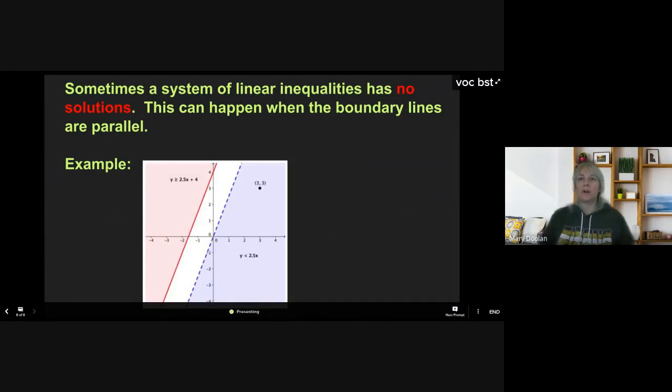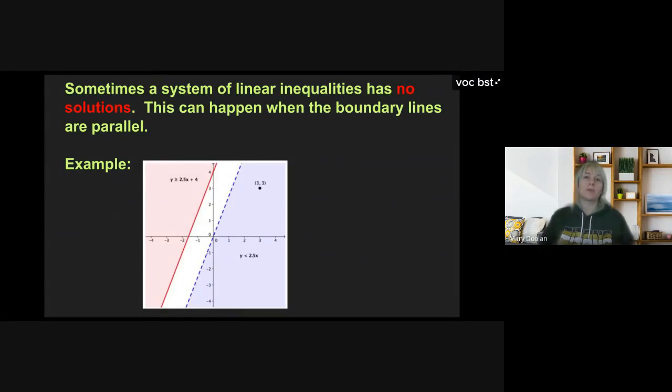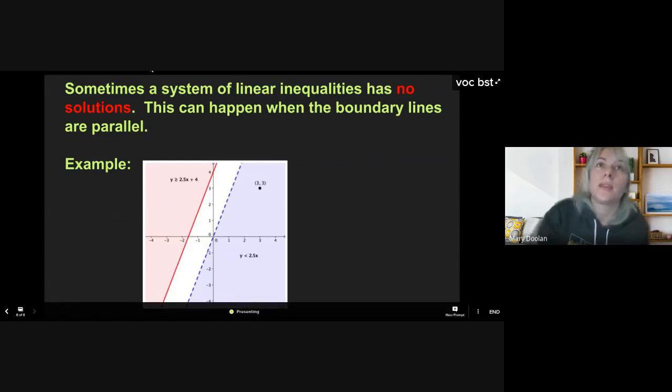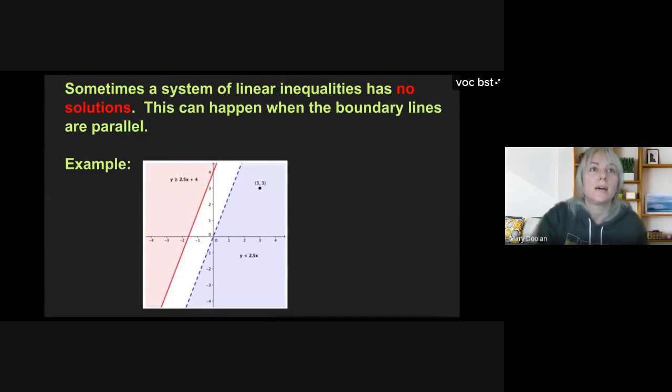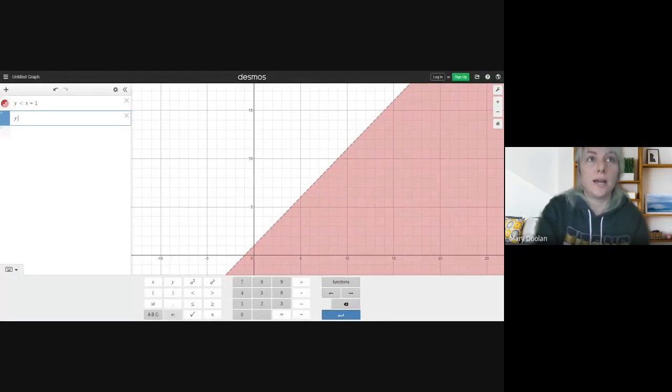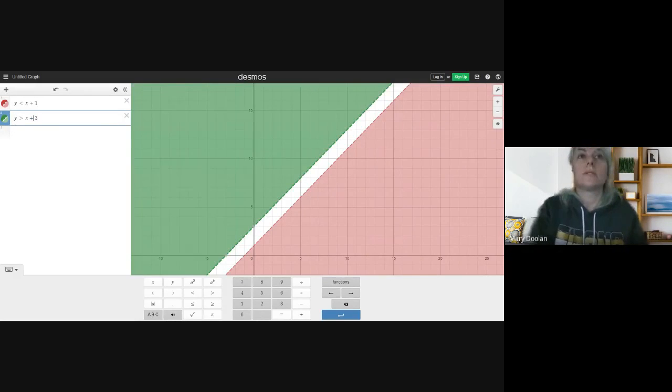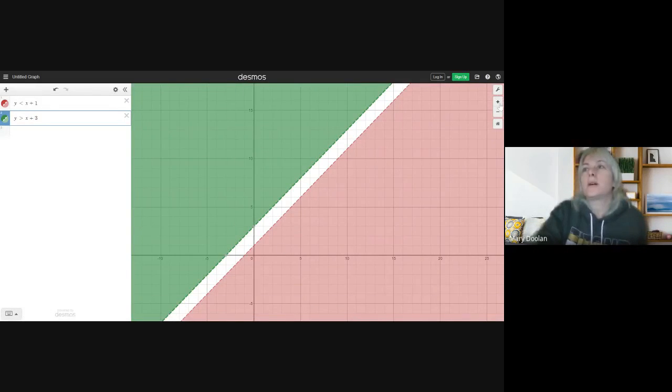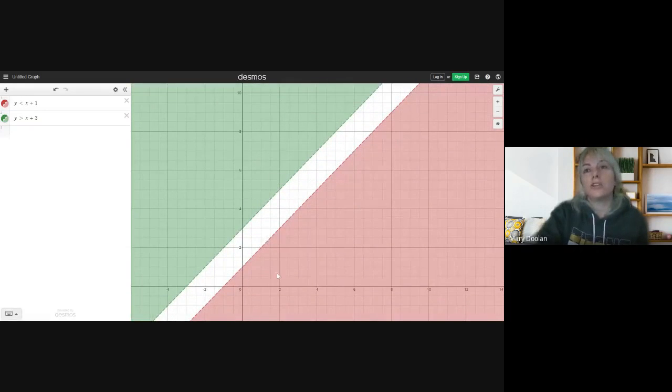Sometimes a system of linear inequalities has no solution, and that happens when the boundary lines are parallel and you're shading away from each other. So let me show you what this might look like as well. I have these two lines, y greater than x plus 3. Okay, so here's an example where they're parallel and you're shading away from each other.